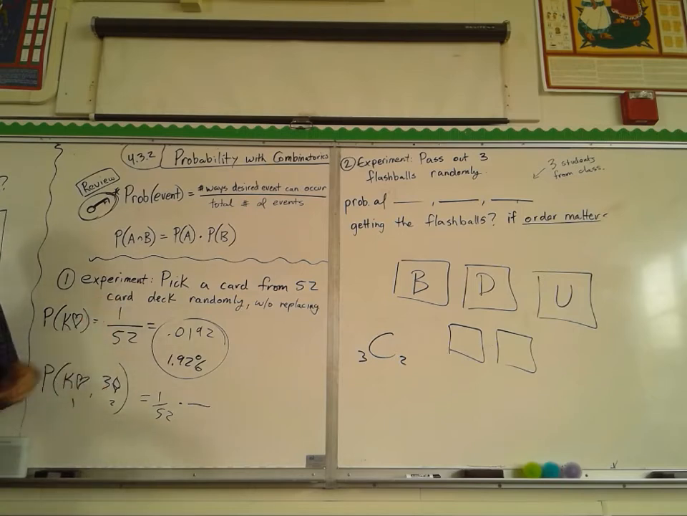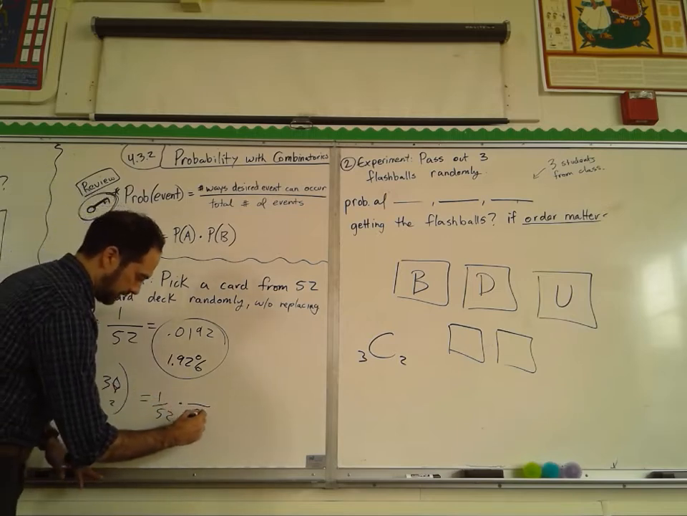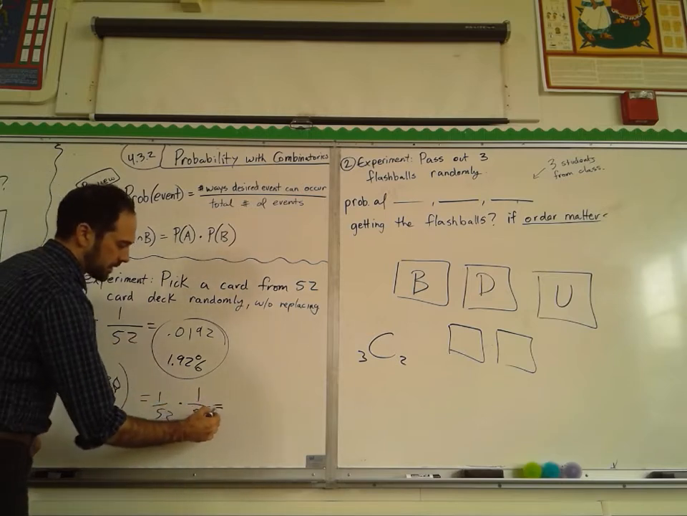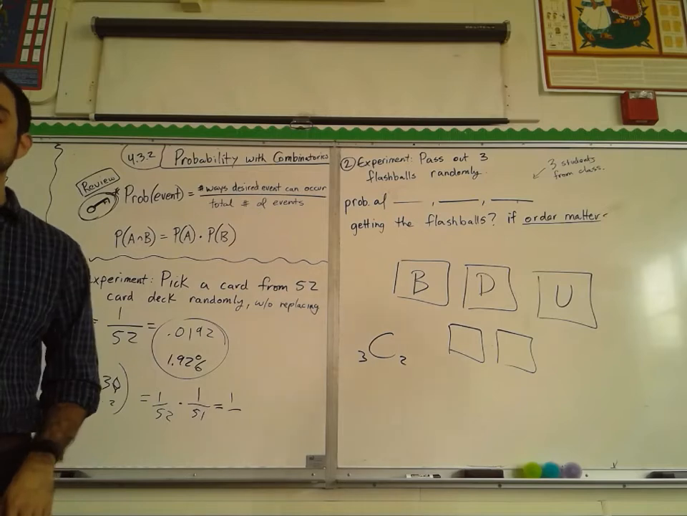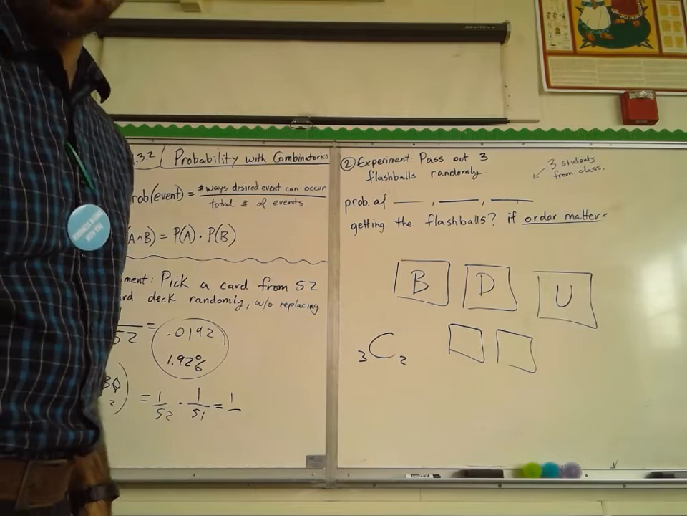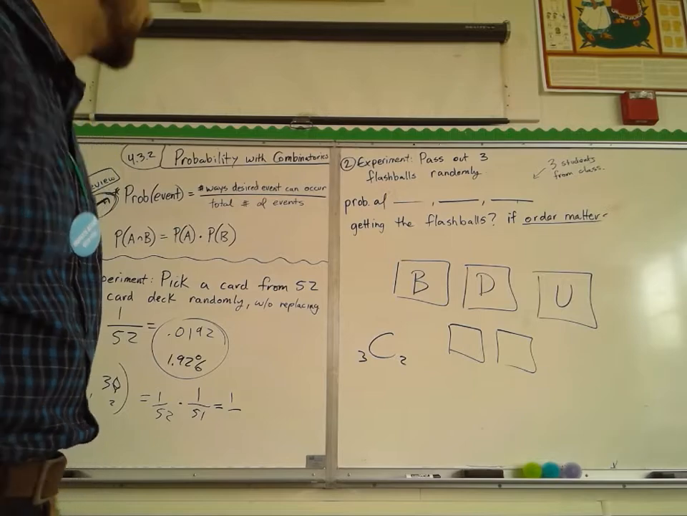Now, I am not replacing the card, so how many total possibilities are there to get that 3 of diamonds? There's 51. I took one card out, didn't replace it. The number of ways the desired event can occur is only one way to do it. You have to get the 3 of diamonds. So we get 1 over 51 times 50? No, that's not right. Yes, that's right. No, that's not. I'm conflicted. 2652.